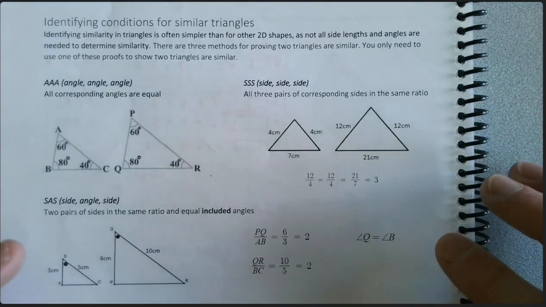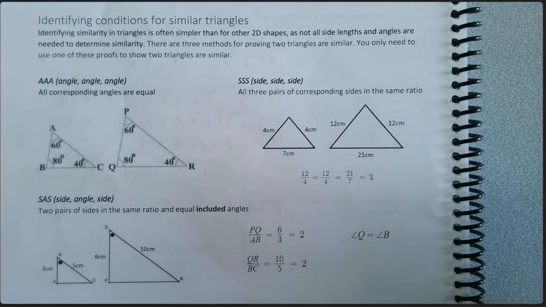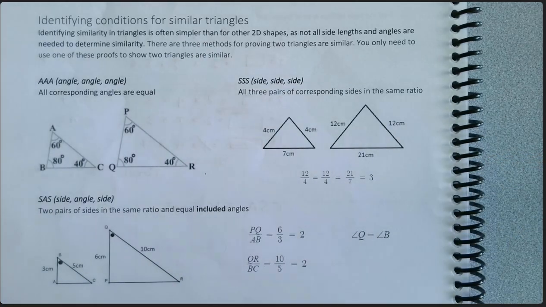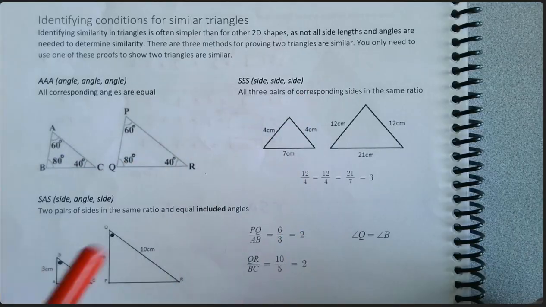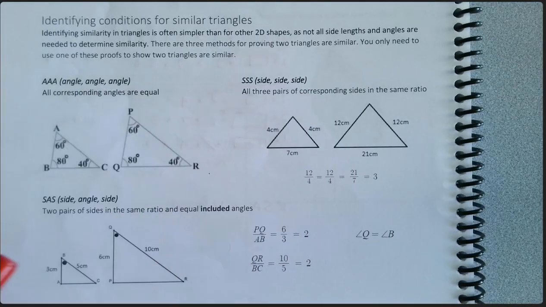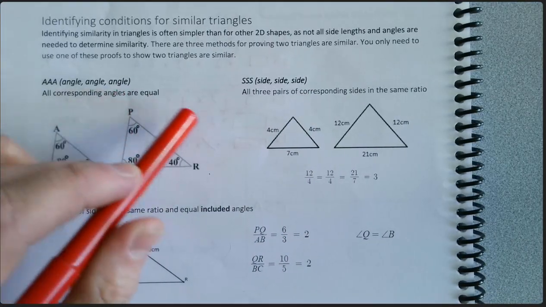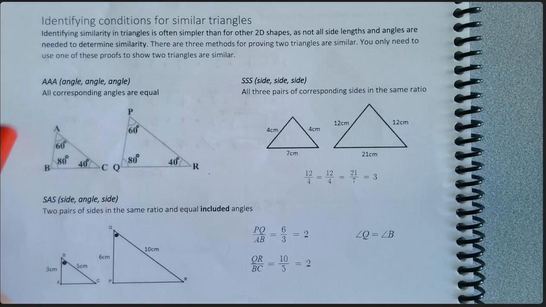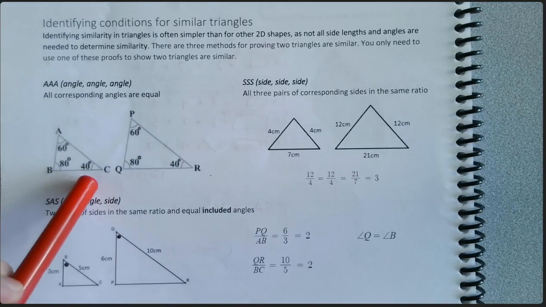Congruency: identify conditions for similar triangles. For triangles, there's several different things we can refer to confirm that they are the same, right? Now, there's congruency tests, all right? These are what these are. Angle, angle, angle. If all three angles are the same, we can confirm that they are similar. We can't confirm that they are congruent.